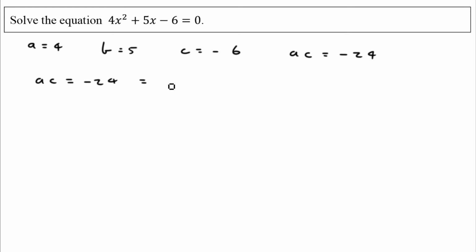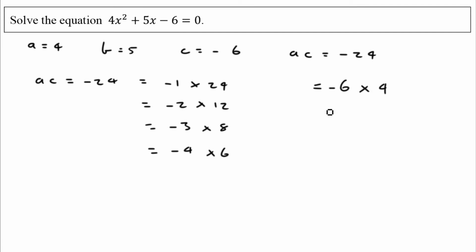Well, we need to find all the two-term factorizations of AC. So we could have that as negative 1 times 24. We could have that as negative 2 times 12. We could have negative 3 times 8. We could have negative 4 times 6. And now we could use symmetry to have similar versions such as negative 6 times 4, etc. Do I even have to carry on here?